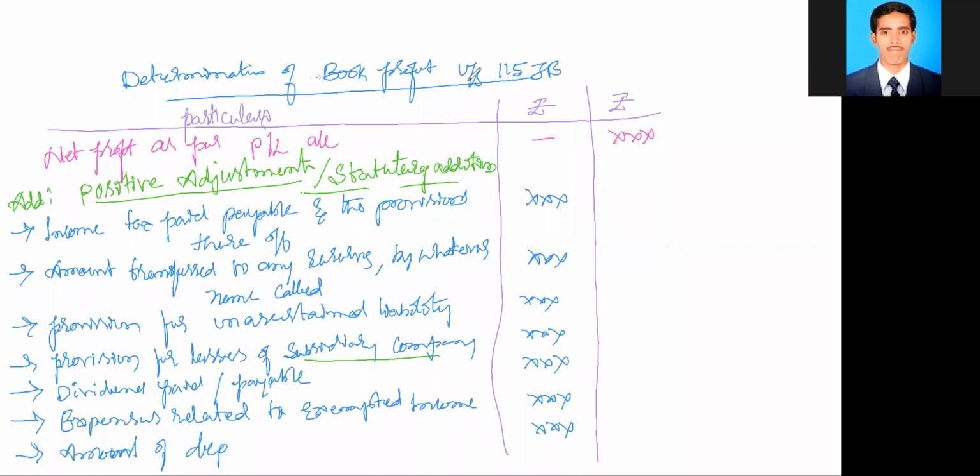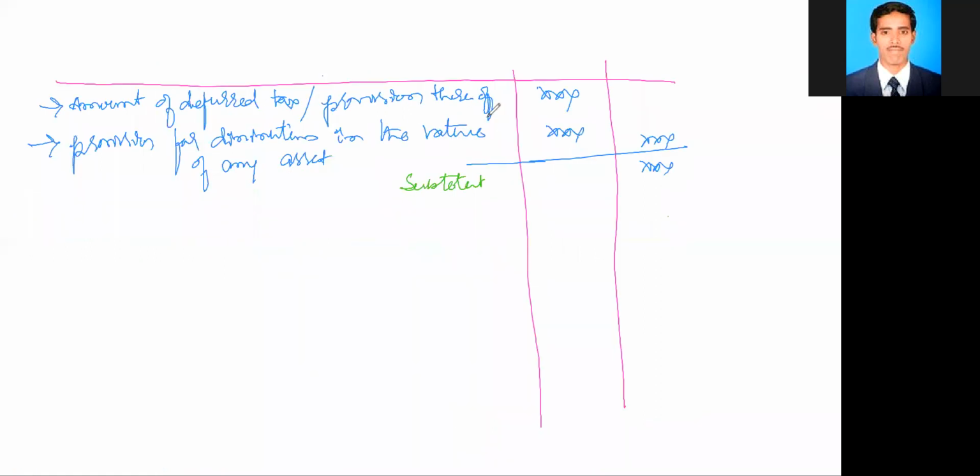Next, dividend paid or payable, and expenses related to exempted income under sections 10, 11 and 12, which we need to take here. Next, the amount of depreciation, which you already know. Next, the amount of deferred tax or provisions thereof, and provisions for diminution in the value of any asset.